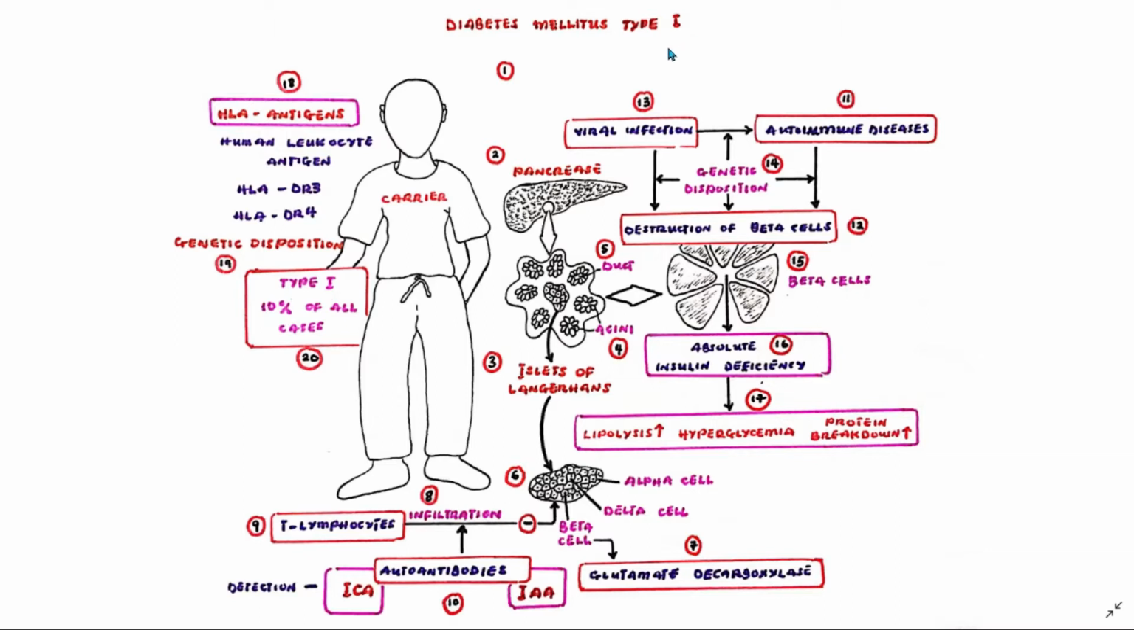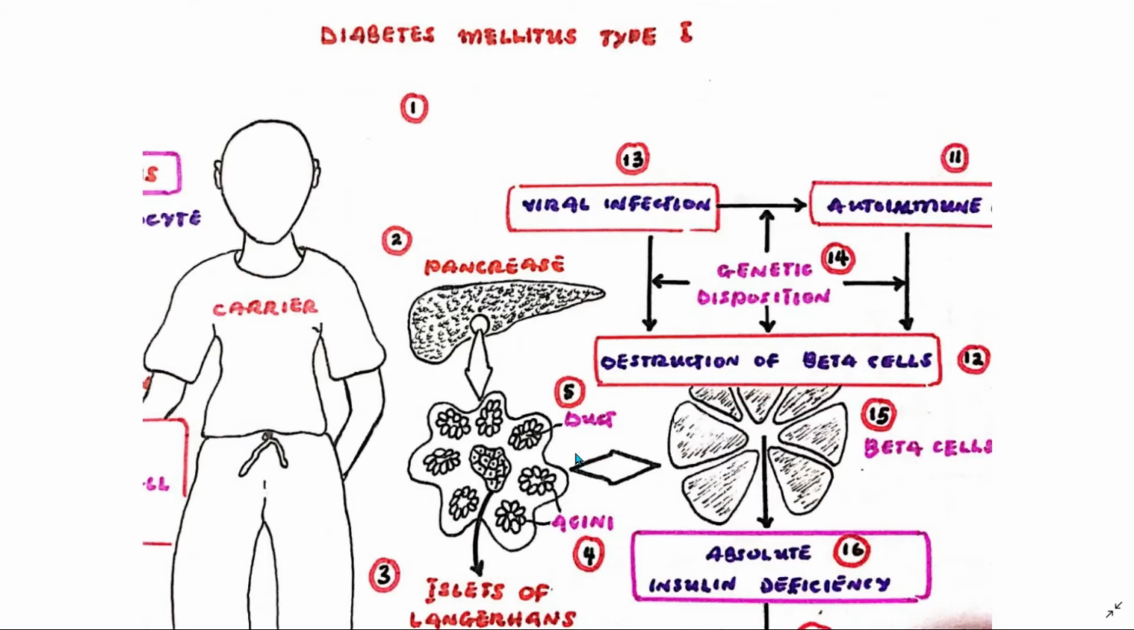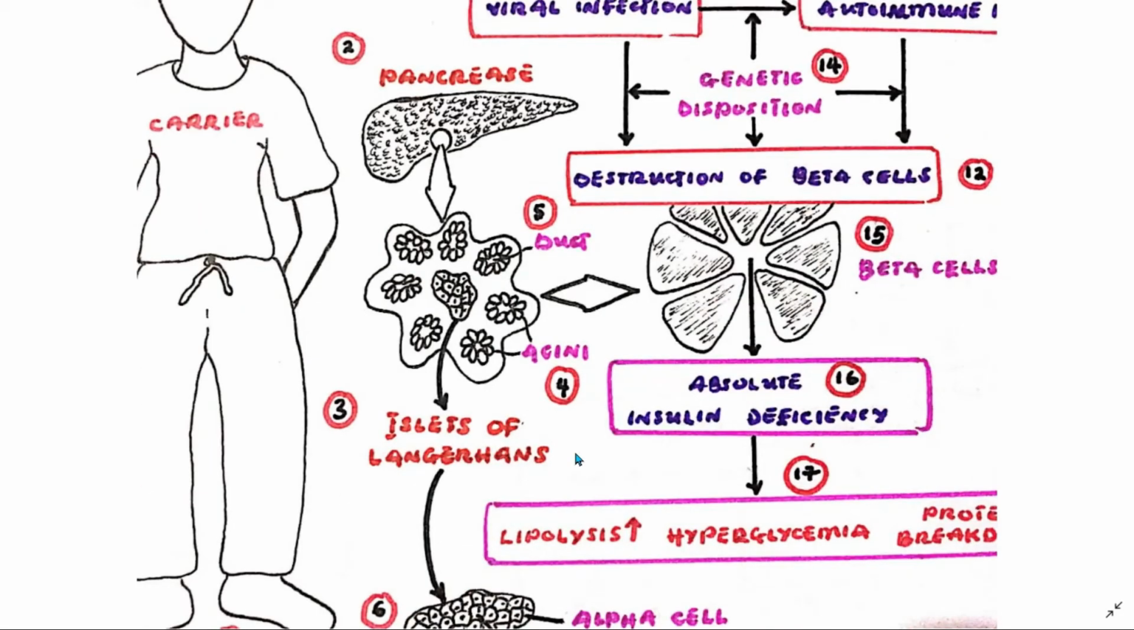The pancreas is made up of islets. These islets are called the islets of Langerhans. The islets are surrounded by pancreatic acini. In the middle of each acinus is a duct. The islets of Langerhans are composed of alpha cells, beta cells, and delta cells.